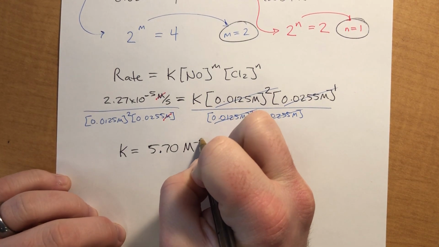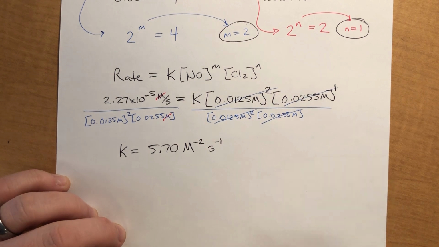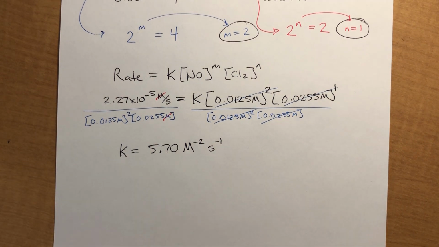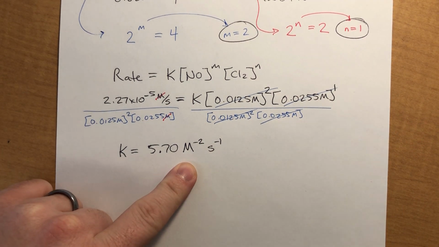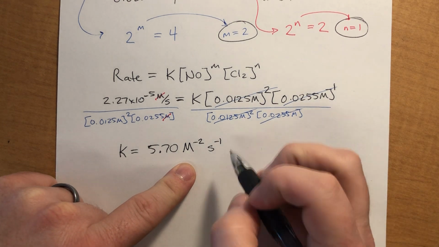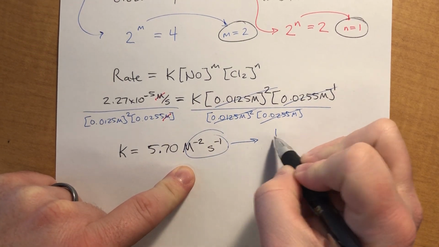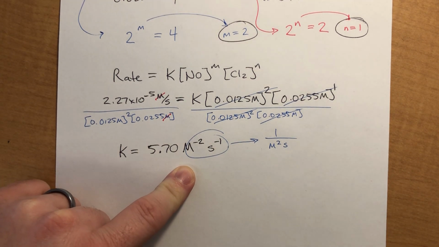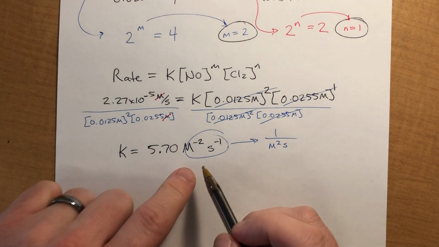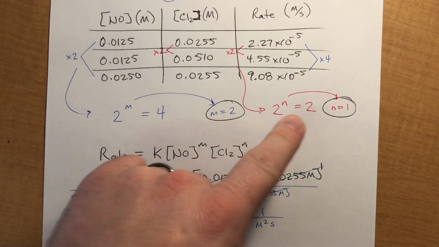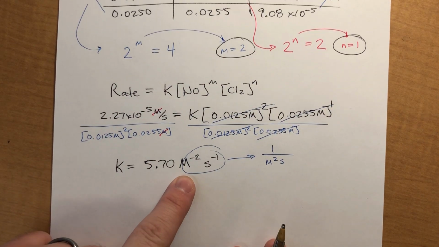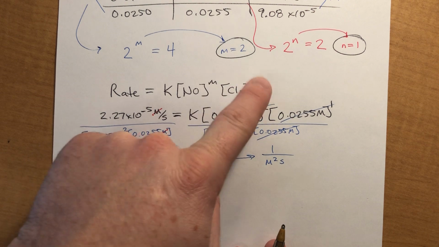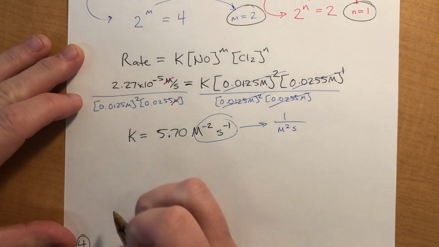Typically, chemists write it like this. Okay. If you're confused by this, this means 1 over molar squared seconds. Okay. Now, what we have done is we took the time to solve for m, we took the time to solve for n, and we solved for k. Now we need to plug those three things back in to get a rate law that makes any sense.